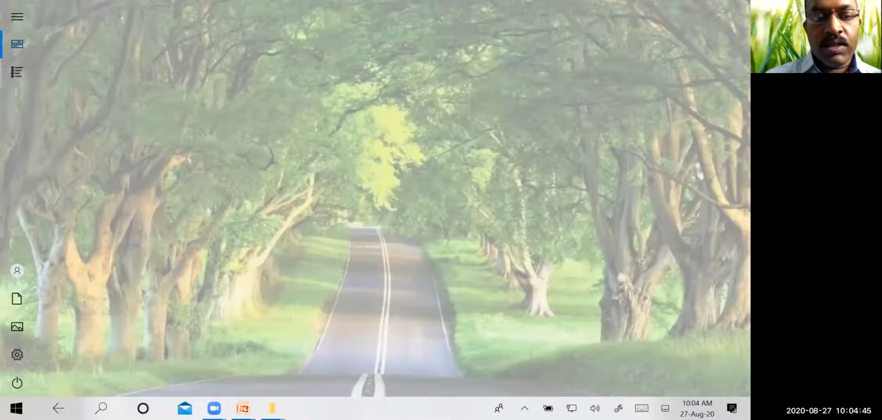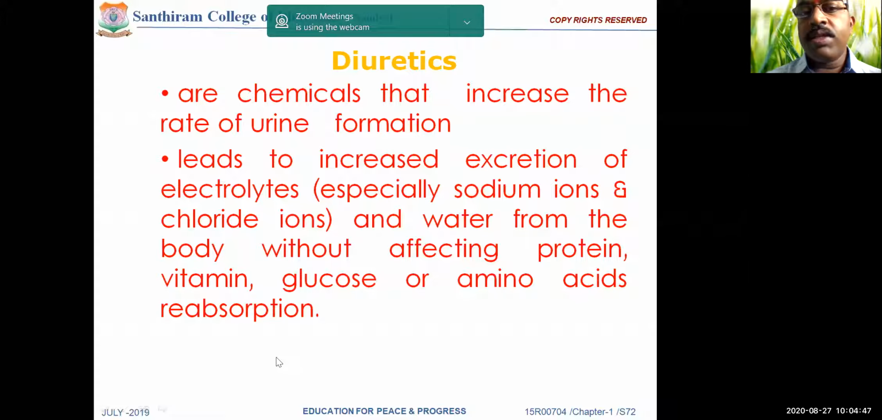So today's class we will discuss the diuretics. See, what are diuretics? Diuretics are the agents which increase urine output. Okay. So diuretics are the agents which increase the urine output mainly. So how do they increase the urine output?